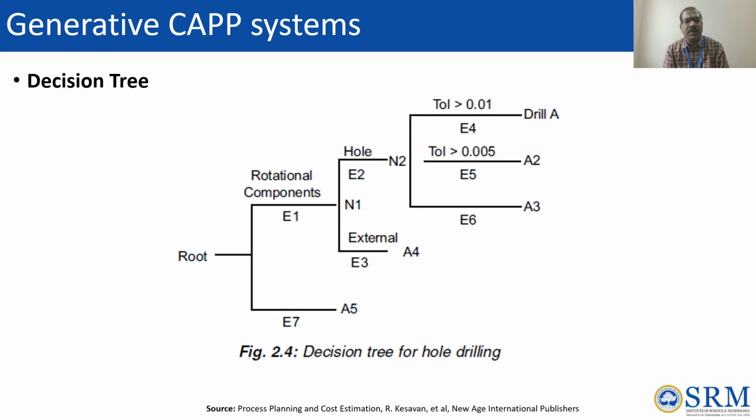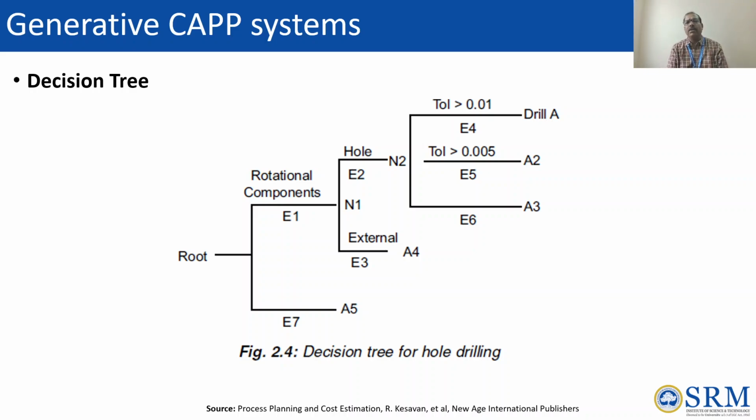If it is a rotational component, we check whether we need to do some turning or whether we need to make a hole. So if there is a hole, then we go for the E2 process, and if not, we go for E3, which leads to A4. A4 is a kind of machining process. Once we reach E2, it goes to the next question: node 1 is a rotational component, and if there is a hole, it reaches node 2. So it's a node and root basis. Node 2 is N2.